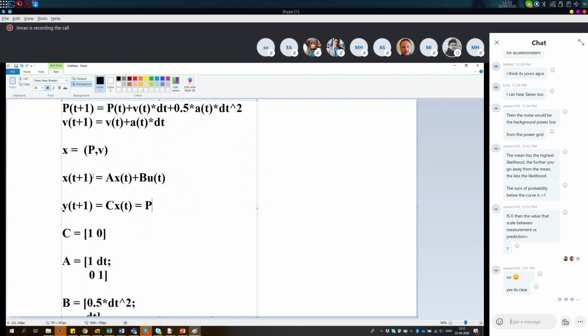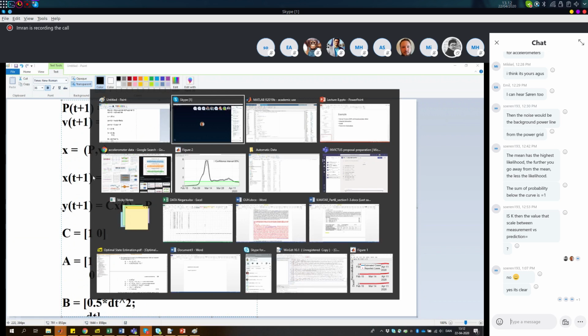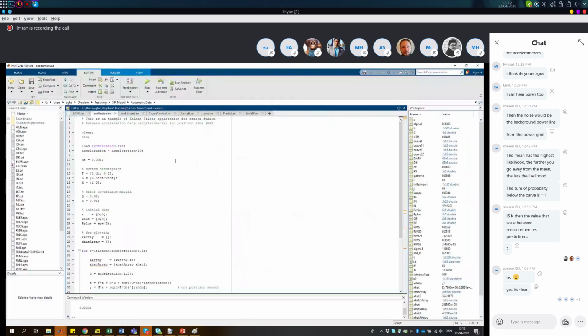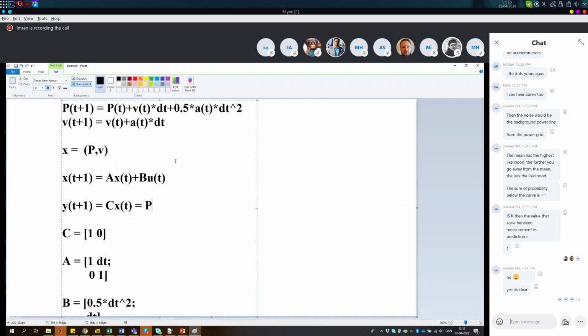So how to implement this in, let's say, MATLAB? Agus. Yeah. Just for understanding, could you go back to, if you want to find velocity, then C should be dt and 1.